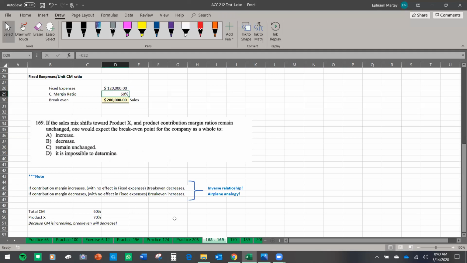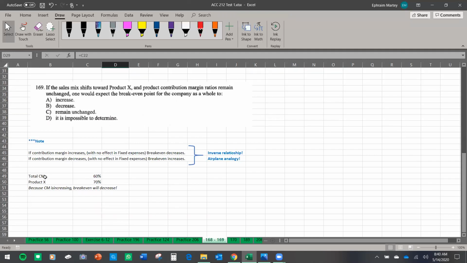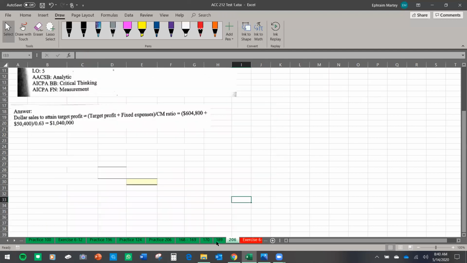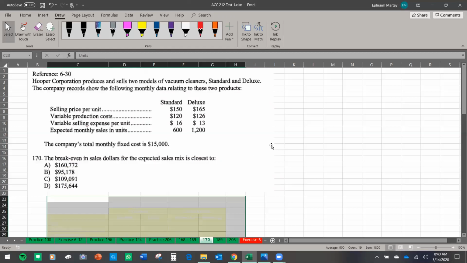Inverse relationship, remember that always. Inverse relationship, contribution margin to break-even. Good, so that is your answer. Total contribution margin is 60%, but the product is 70%. It's increasing, so break-even will decrease. B. Let's move on to question 70, and we have, I think, one or two more, and then we will be done. We are almost there.